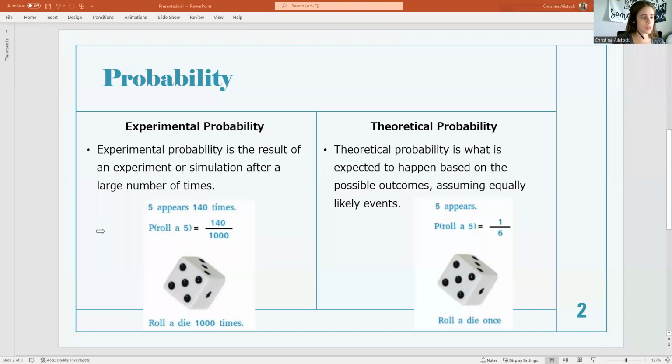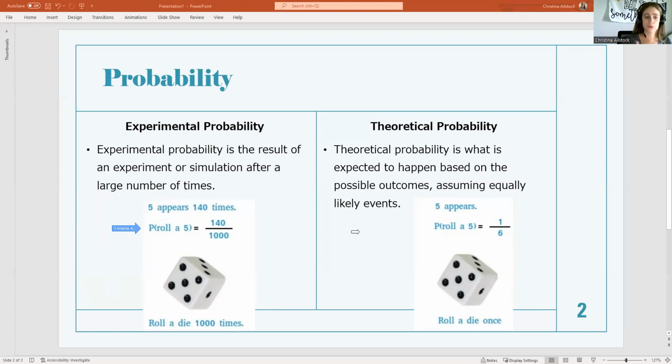Let's first review the experimental probability. That happens when you actually perform an experiment. So in this example we see here, somebody rolled a die 1,000 times, and out of that 1,000 times that they rolled the die, the number 5 appeared 140 times. So therefore, the probability of rolling a 5 is 140 out of 1,000.